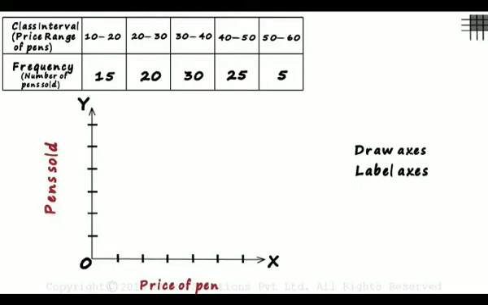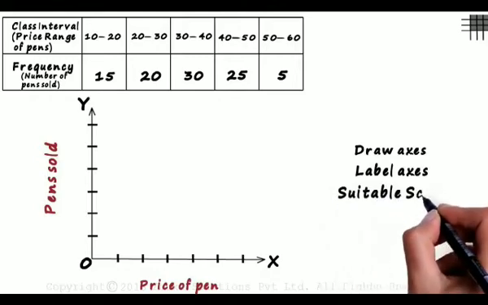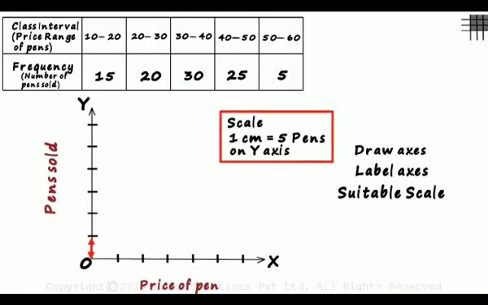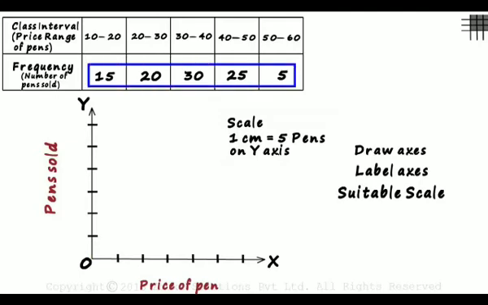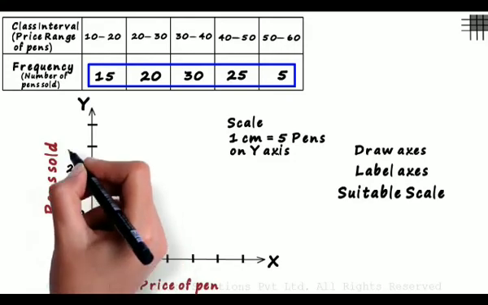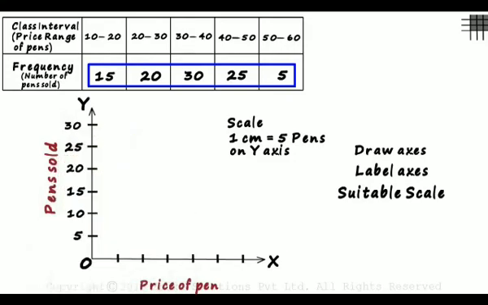Now we have to choose a suitable scale for the y-axis. The number of pens sold range between 5 and 30. A scale of 1 centimeter equals 5 pens on the y-axis would be perfect, as we would need just 6 divisions. We start writing the values on the y-axis: 5, 10, 15 and so on up to 30.